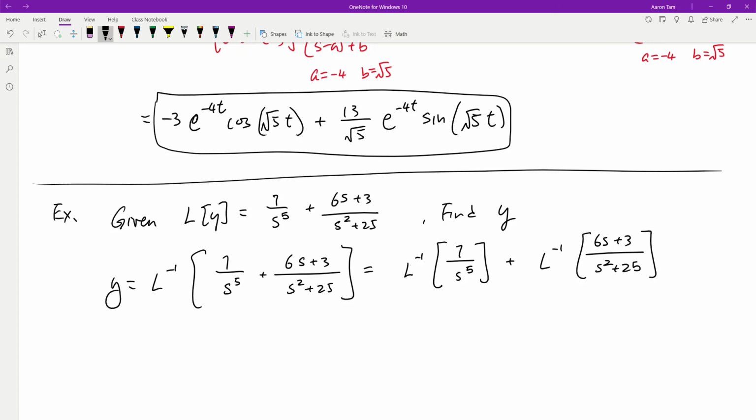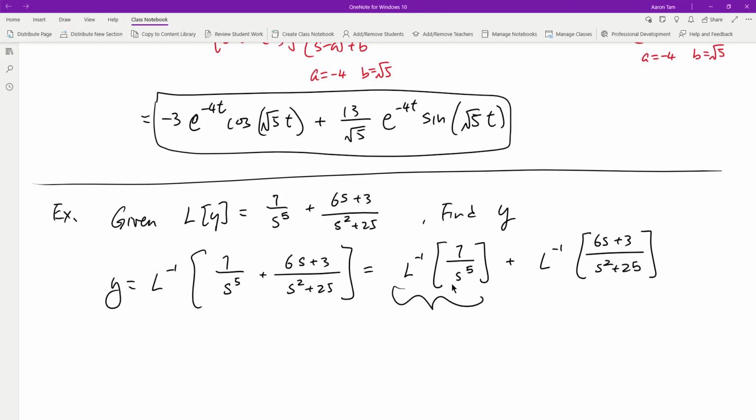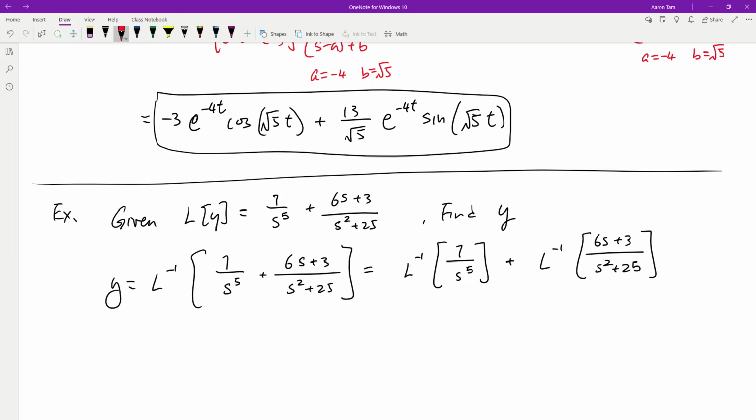So now once again, it's just a matter of finding the right rule for that. The first one is actually pretty easy, because I have 7 over s to the 5th. From what I'm looking at, that would be rule number 2. So this one is pretty easy. That will just be rule number 2, which states the following.